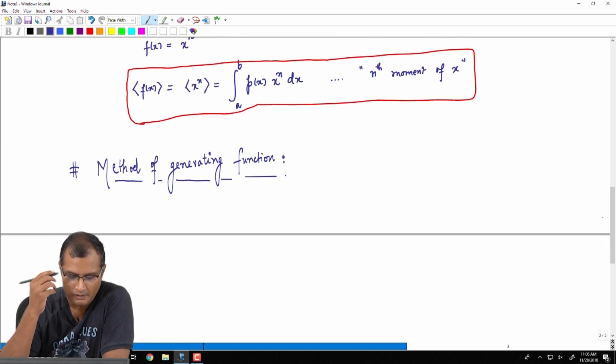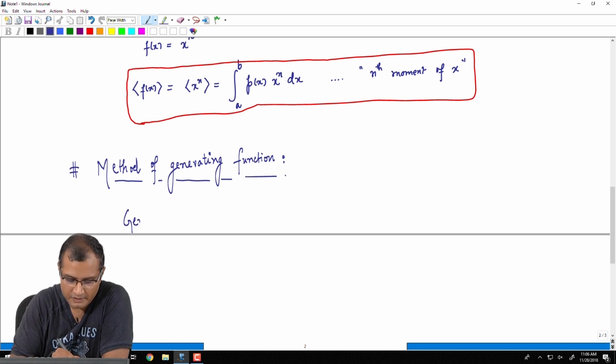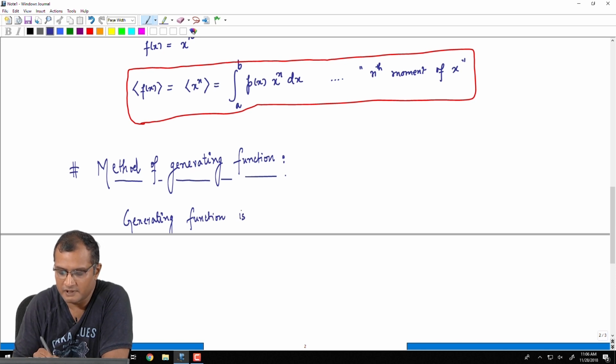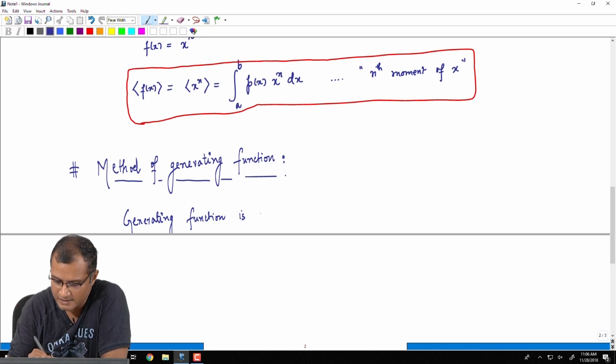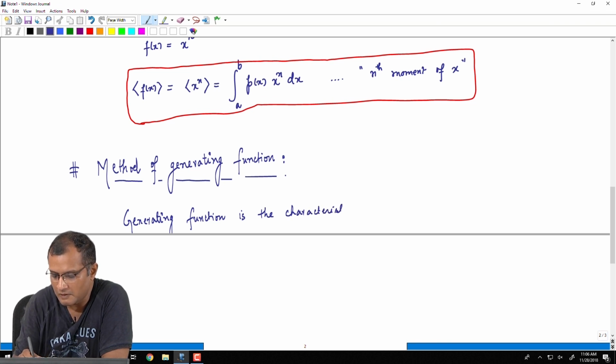So, the generating function of moments is nothing but the characteristic function. Okay. So, the generating function, now this is called a generating function because it will allow you to generate moments of a random variable, is the characteristic function, also called a characteristic function of the PDF, whatever PDF.